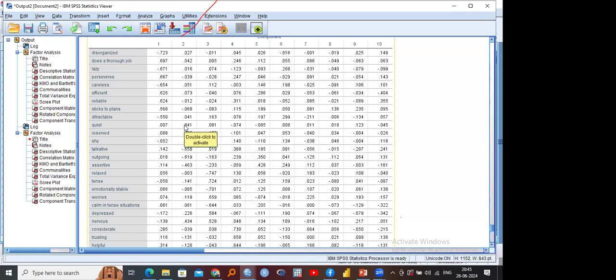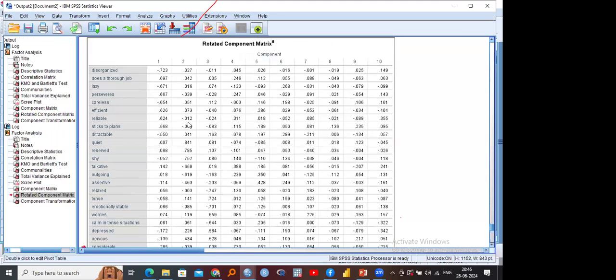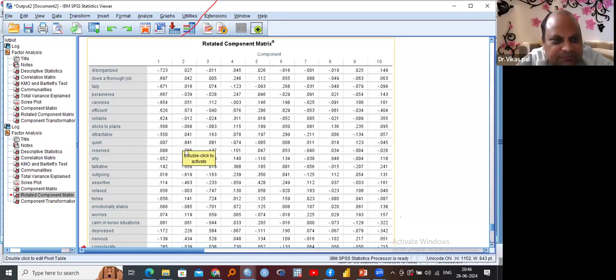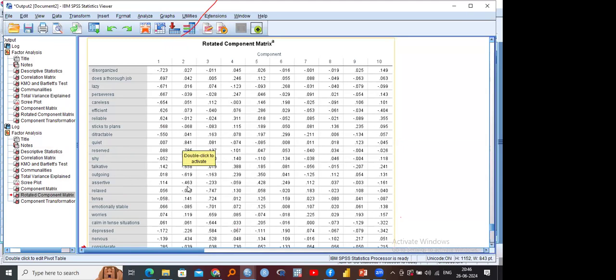Okay. Sorted by size means that in the first component, it has put all these. Then in the second component, अब this detractable तक तो सारे चले गए ना first में. So now you go into the next one. So now quiet will go into the second. Why will it go into the second? Because amongst all these, the maximum value is for the second component. Then reserved will again go into the second. So ऐसे करके हम decide करते हैं.